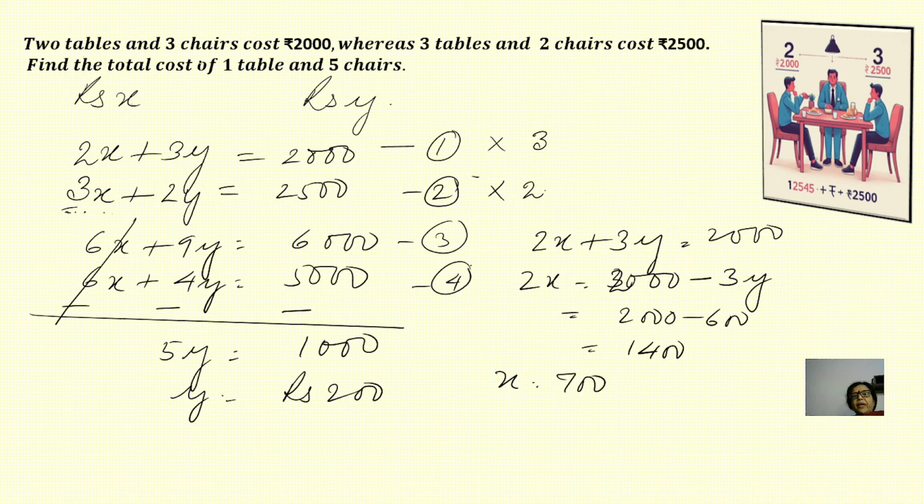But the question is find the total cost of one table and five chairs. So one table is 700 and five chairs will be 5 into 200. That is equal to 1000. So 1000 plus 700, that is equal to rupees 1700. So the final answer for the cost of one table and five chairs is 1700.